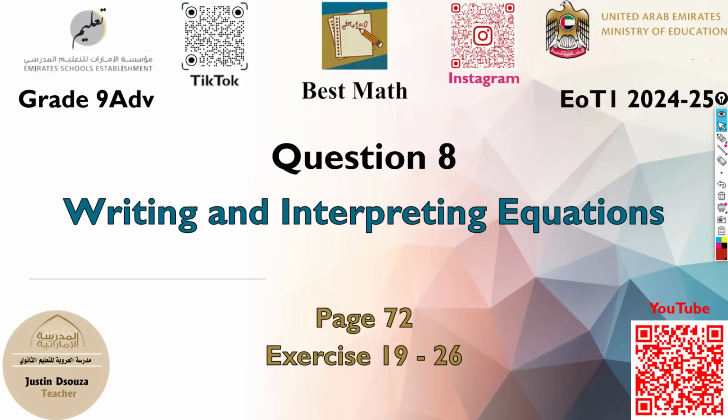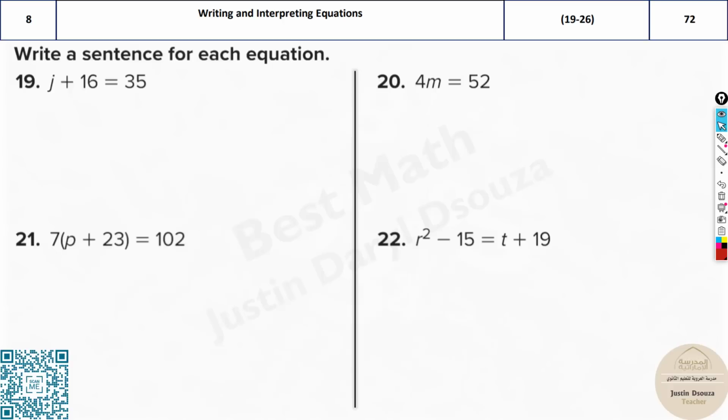Moving to question 8, it is to write and interpret equations. Here we have different equations. Now you can write them and interpret them in different ways. When I was revising it with my students, the EoT questions, they were telling me all different answers for this, and all of them are correct. But since now you have choices, you have to go through all the 4 options and then see which matches correctly.